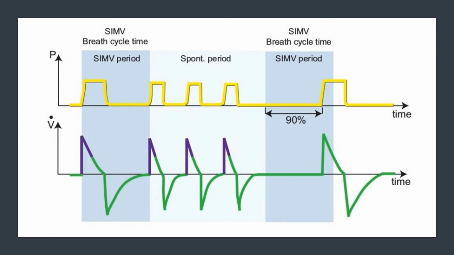Pressure controlled Bipap mode in the Draeger ventilator applies this principle. If the patient triggers a breath in the SIMV period, the set mandatory breath will be delivered. In the next SIMV period, the ventilator will wait for the patient to trigger, but if the patient has not triggered within the first 90% of the breath cycle time, a mandatory breath will be delivered.